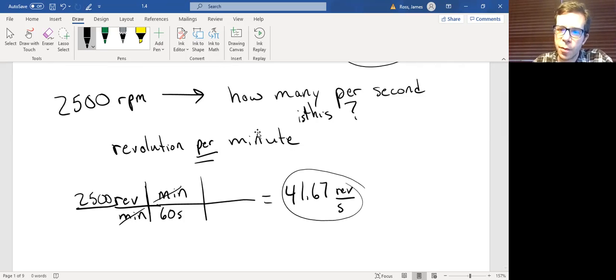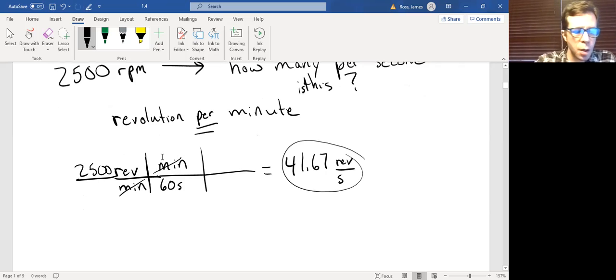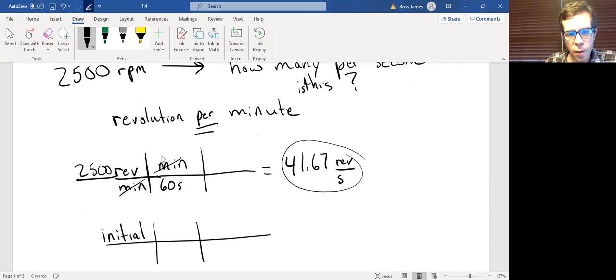What if, well, I don't want to get into radians yet. We'll talk about radians when we do something with rotation. Again, this is something that's fairly straightforward. You just start with your initial, and then you have a conversion factor. As many conversion factors as you need until you get to your goal.